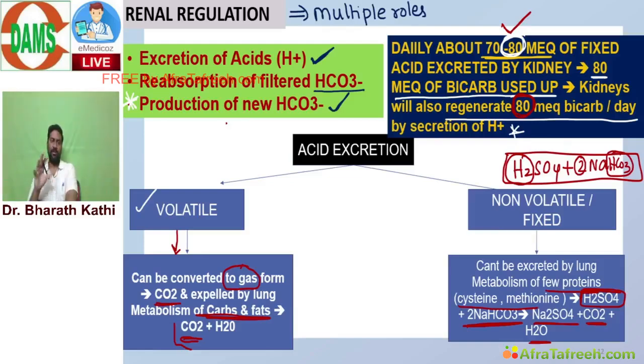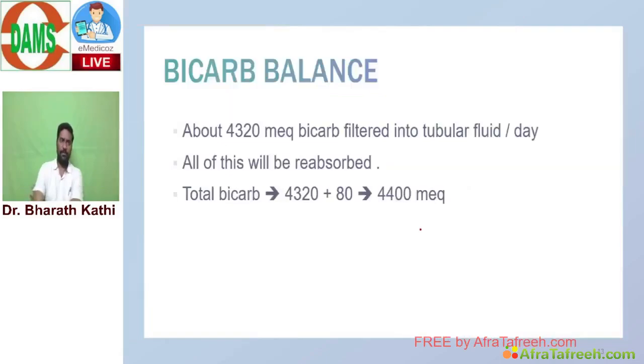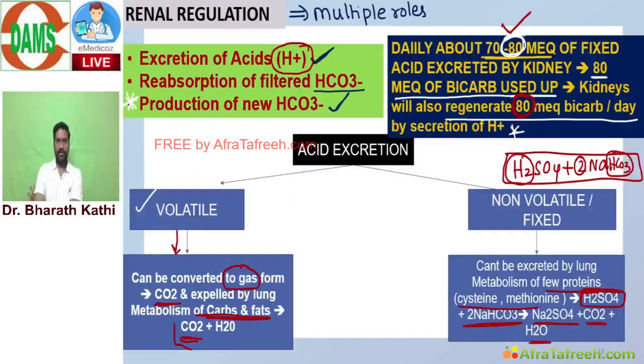So the important roles of the kidney: excretion of acids, that is H plus. Excretion of acid in the sense it is going to excrete the H plus of acid, reabsorption of filtered bicarbonate, production of new bicarbonate whenever it is getting utilized during excretion of fixed acid. Now let us see the roles. Again, bicarb balance. The roles are excretion of acids, reabsorption of filtered bicarbonate, production of new bicarbonate.